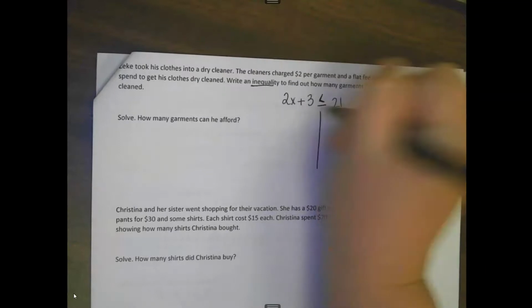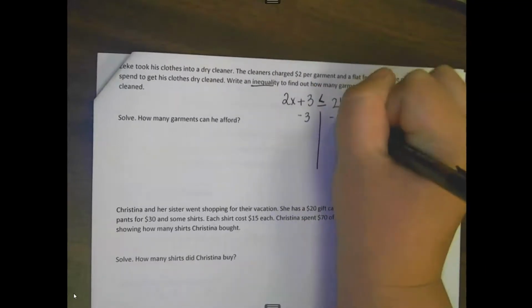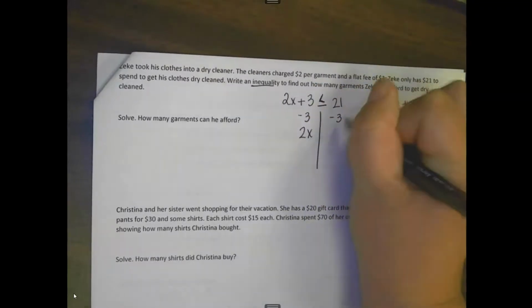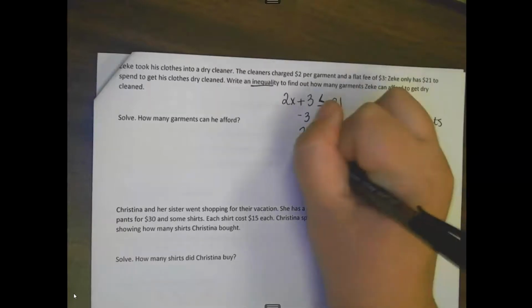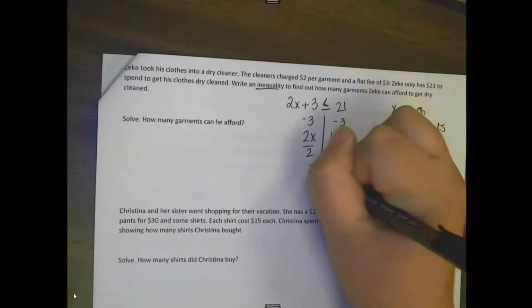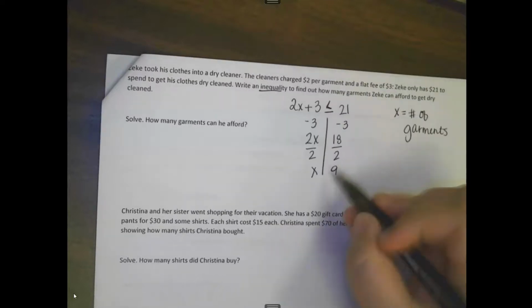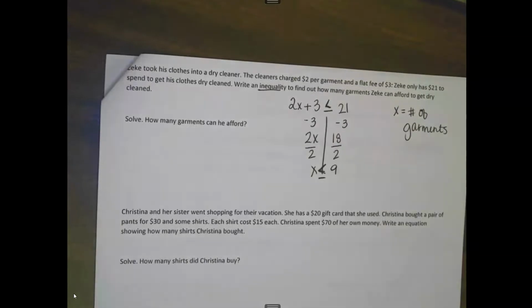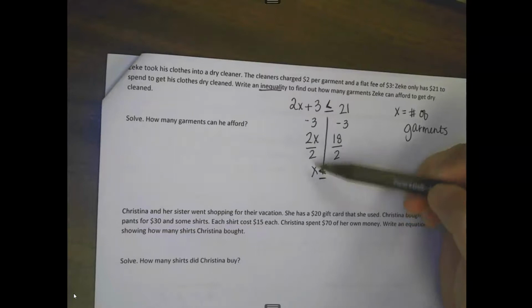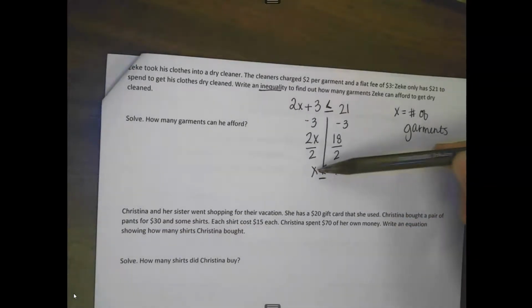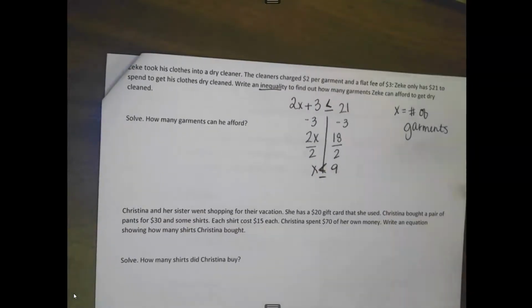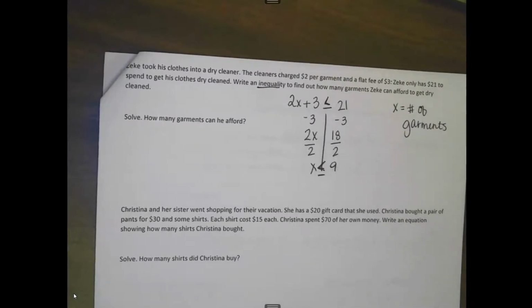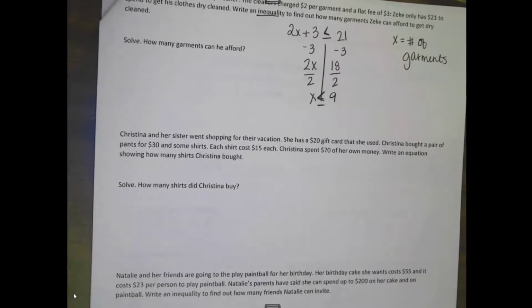Draw up my line. Subtract 3 from both sides. Divide by 2. I did not multiply or divide by a negative, so it stays the same. So Zeke can get 9 garments, or 8, 7, 6, 5, 4, 3, 2, 1. But he cannot get 10 garments. Alright, let's move on to Christina's problem.